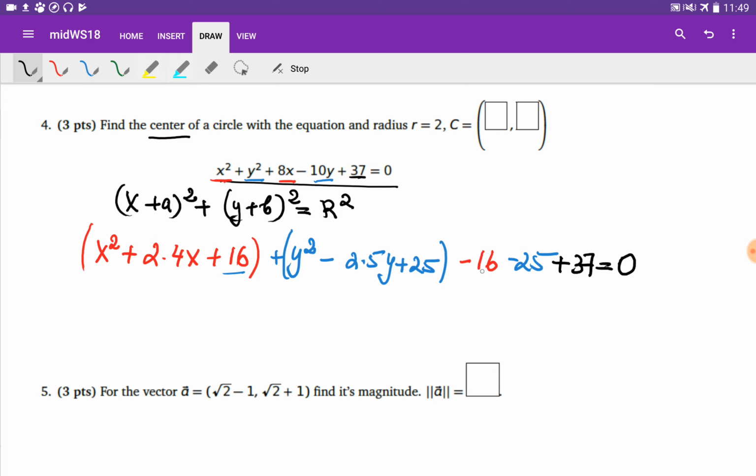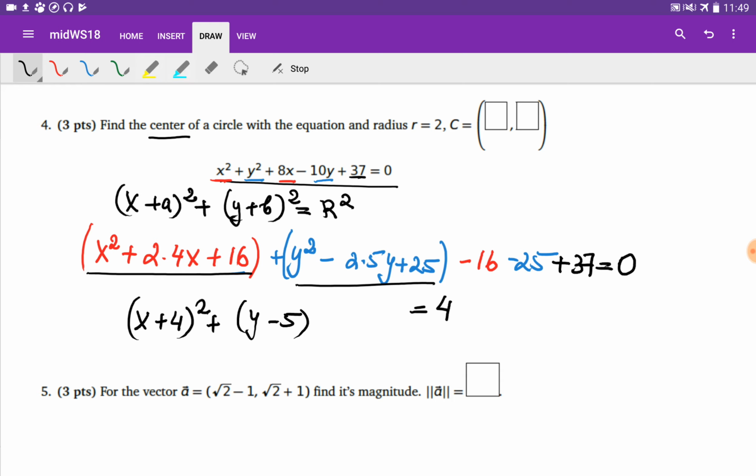So if you put this minus 4 to the right-hand side, we'll get the following equation. So I can write down this term now as x plus 4 squared, and we can write down this term as y minus 5 squared is equal to 4. So looking at this equation, this term here is going to tell me the x-coordinate of the center of the circle, and this term is going to tell me the y-coordinate of the center of the circle. So the center of the circle is going to be at the point minus 4 and 5.